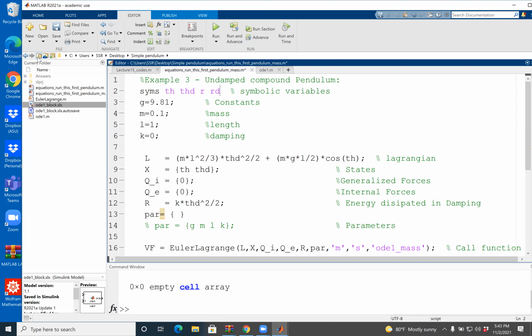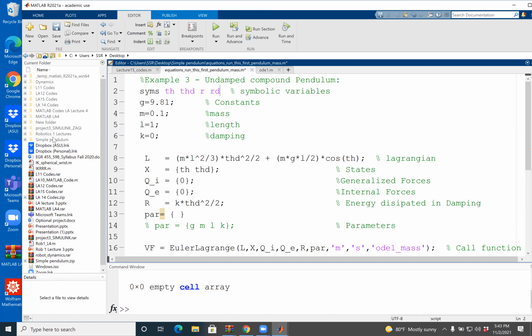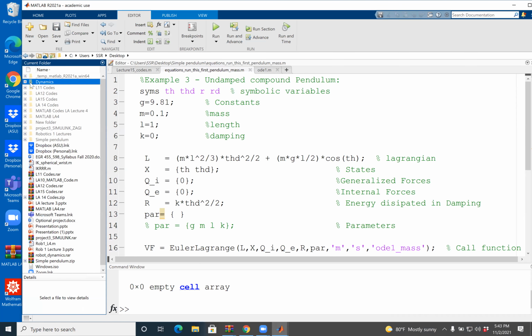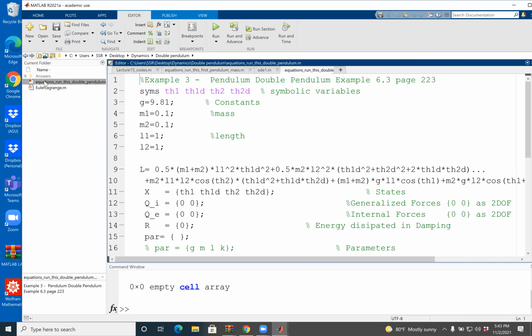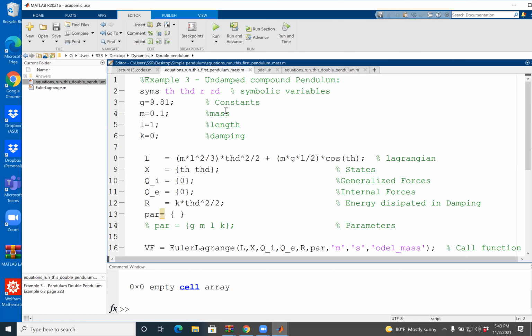And if you want to follow the examples, here in the same folder, there are examples for the double pendulum and the robot. So if you look, the double pendulum is actually similar. Can you see that the state, the derivative of state, then the state, the derivative of state. So we are looking at the pendulum with mass.